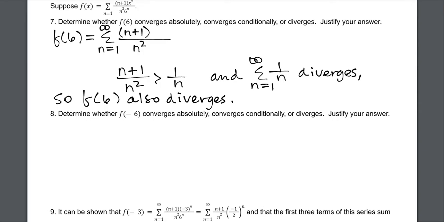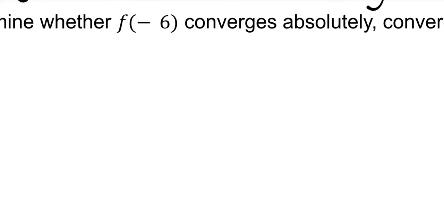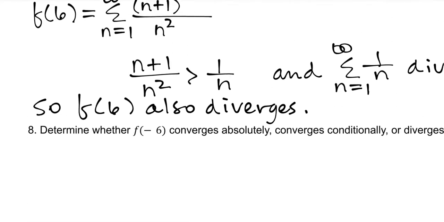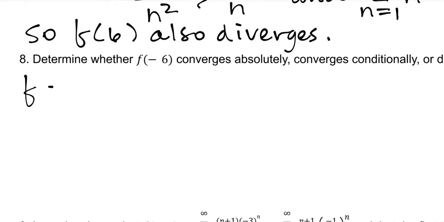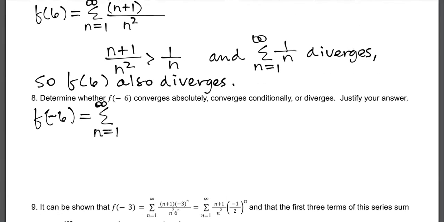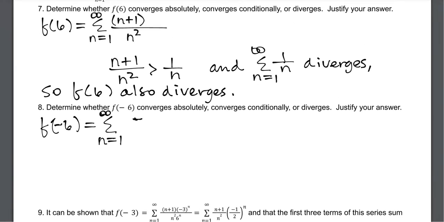Determine whether f of negative 6 converges absolutely, converges conditionally, or diverges. Justify your answer. So f of negative 6 is going to be just like f of 6. Oh, I erased it. So f of negative 6 is the sum, n going from 1 to infinity, of (n plus 1) times negative 6 to the n, divided by n squared times 6 to the n.